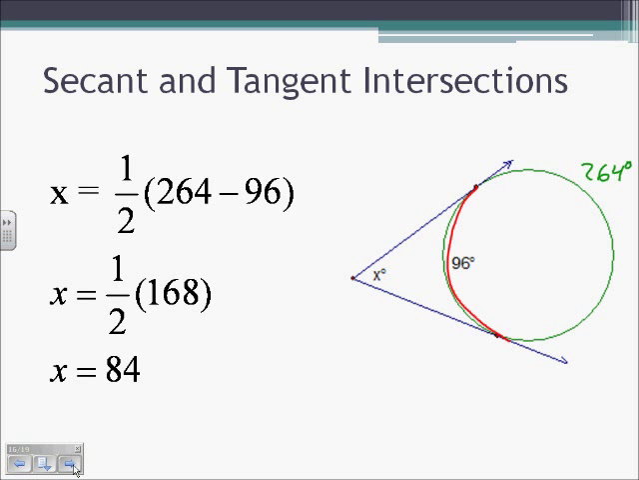So we plug that into our formula. We know x is going to equal half of 264 minus 96, so x equals half of 168. So our angle x is going to equal 84 degrees.